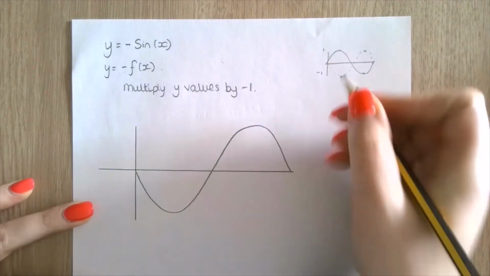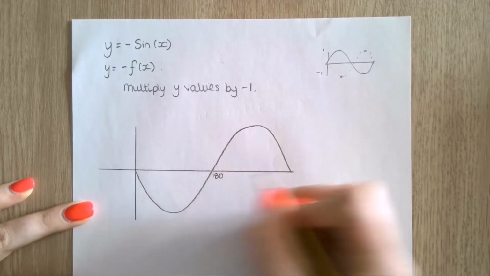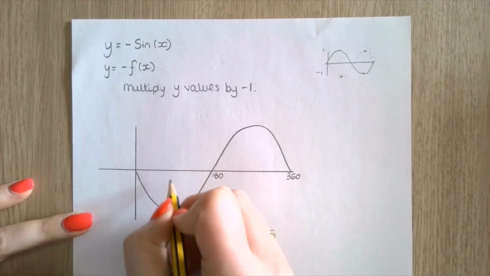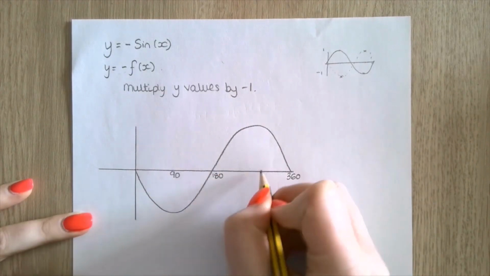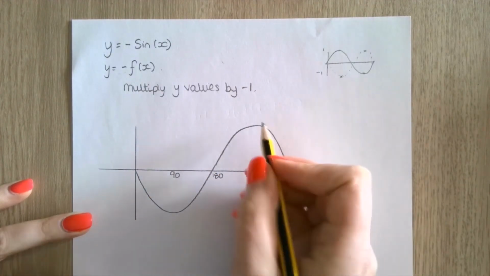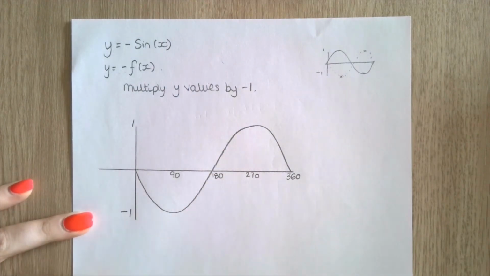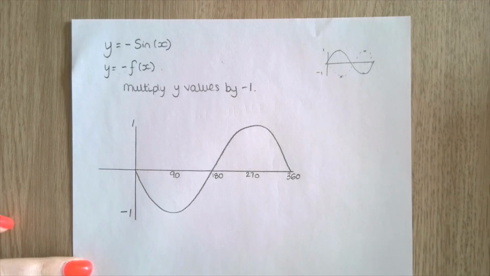The x values haven't changed, so this is going to stay as 180, this is 360, this is 90, this is 270, my maximum at 1 and my minimum at -1.